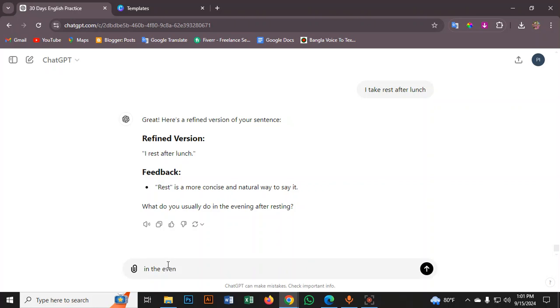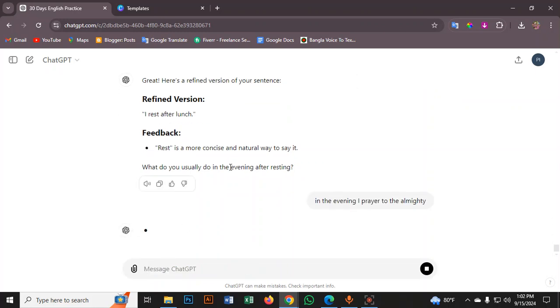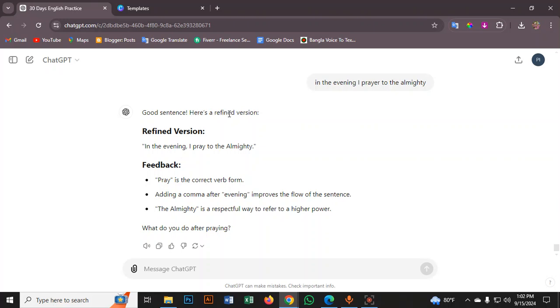In the evening, I pray to the Almighty. Good sentence. Here's a refined version. In the evening, I pray to the Almighty. Pray is the correct verb form. Adding a comma after evening improves the flow of the sentence. The Almighty is a respectful way to refer to a higher power.